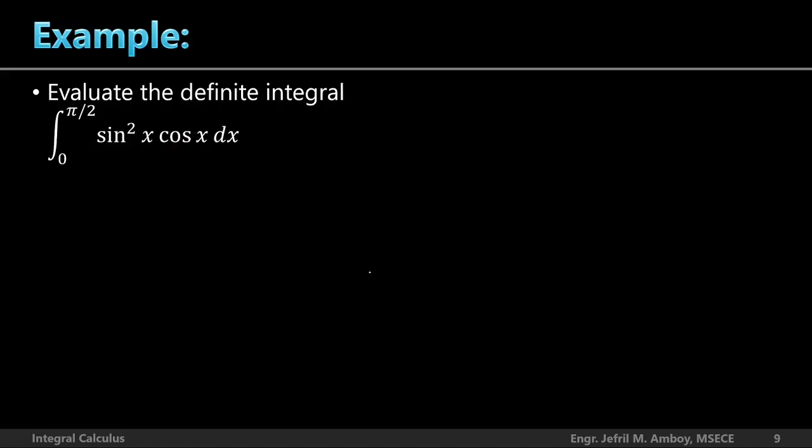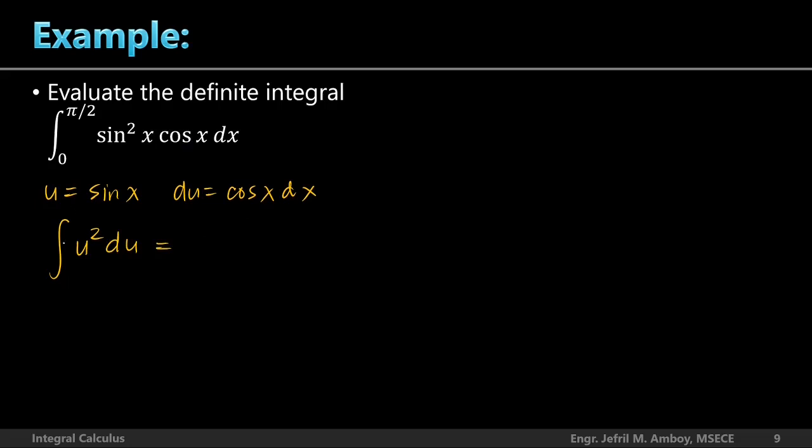Next example. Evaluate the definite integral. Ayan, this time, gumamit naman tayo ng function na may sine at saka cosine. So, obviously, this is not readily integrable. So, we will use once again substitution method. So, dito, ano ang gagawin natin na u? We will let u be equal to sine x. Tapos yung du ay cosine x dx. Now, pag in-express natin in terms of u, this will become u squared. Itong cosine x dx, yan ay magiging du na lang.